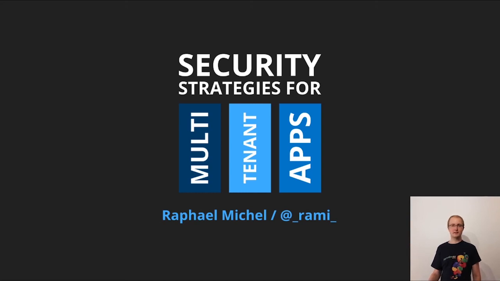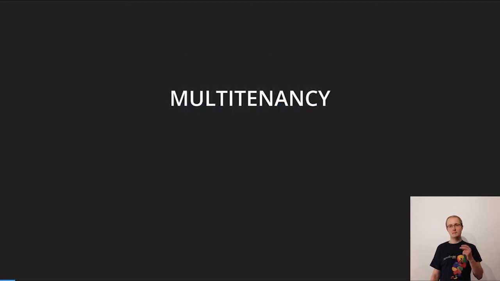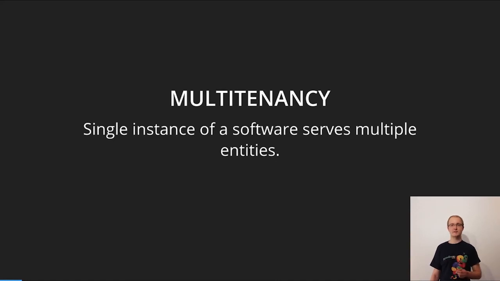Before we go into the security strategies, I want to make sure that we're all on the same page what a multi-tenant application is. So we're quickly going to define it and give some examples. Multi-tenancy is commonly referred to as the concept of a single instance of a software serving multiple entities. Those entities can be individual users or entire enterprises or other less organized groups of people. But the idea is that those entities use the software in a pretty separate way.